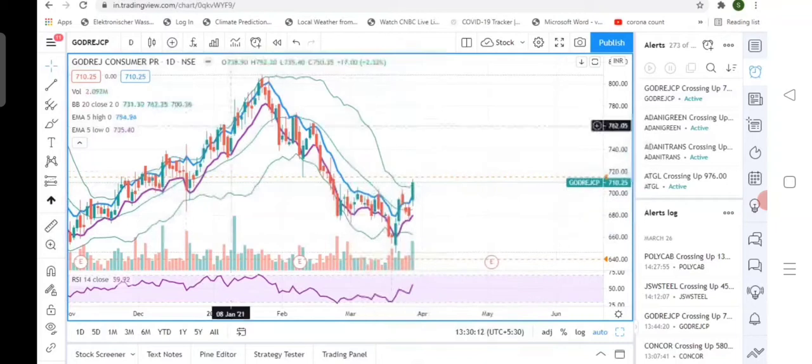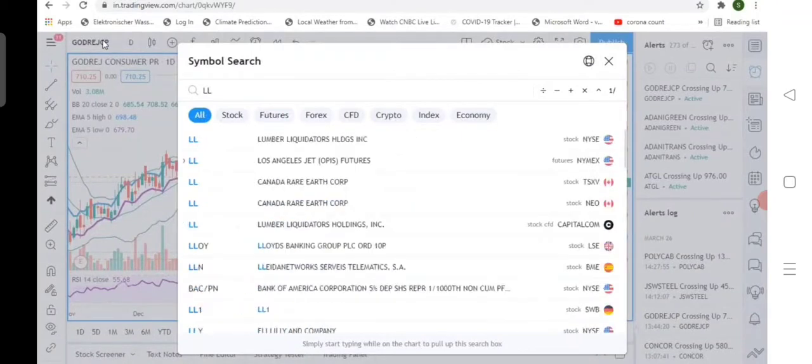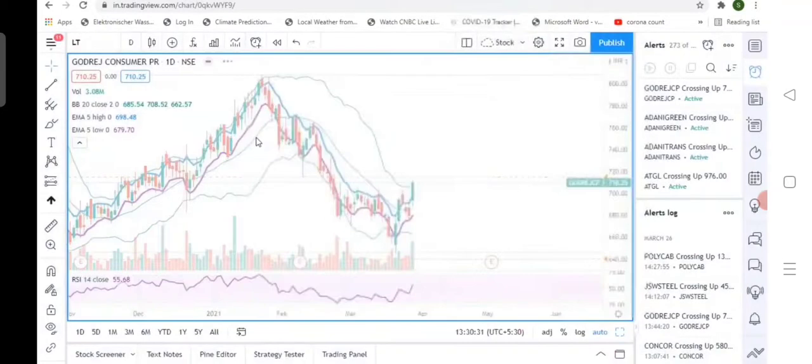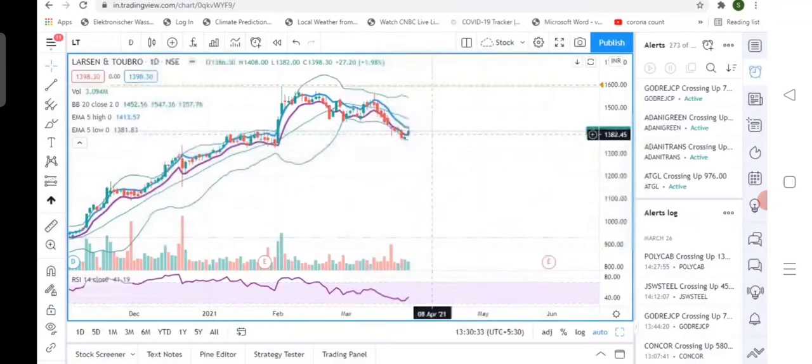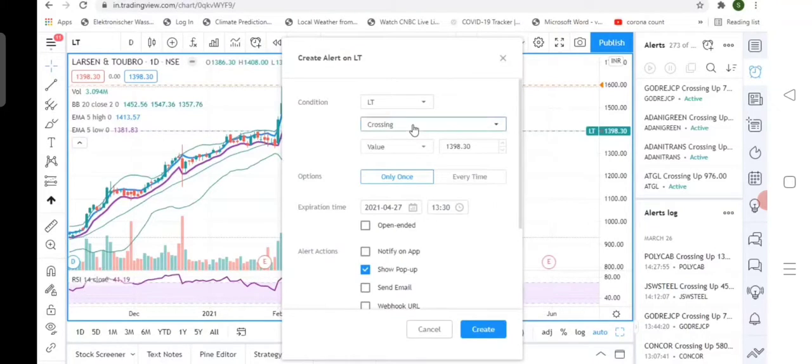This way you need to work on maybe 200, 300 stocks, and for me working on each stock takes 20-30 seconds. So suppose I am talking about Larsen and Toubro, you see how fast I will do it. Larsen and Toubro I type. Okay, so I can see that if there is a breakdown below this level, there can be a selling opportunity. Okay, so what I will create is Larsen and Toubro crossing down 1350.